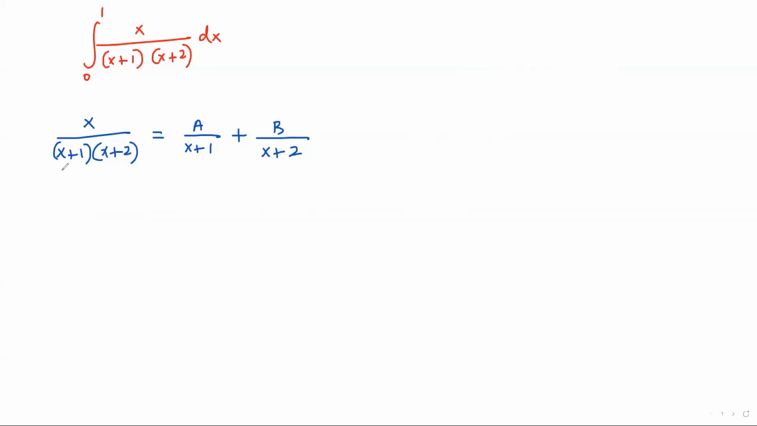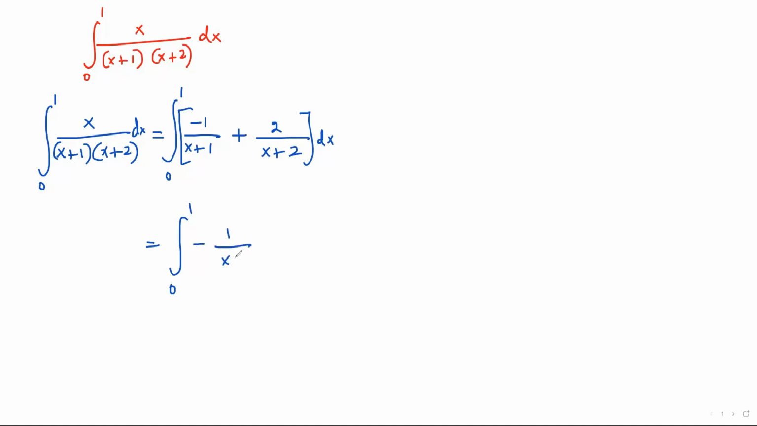Okay, here I'm going to take the integration of the given integral on both sides, from 0 to 1 dx, integral 0 to 1 dx. Here I replace this a by negative 1 and I replace this b by 2. So in the next step, integral 0 to 1 of negative 1 over x plus 1 plus 2 times 1 over x plus 2. This rational function can be written as such.